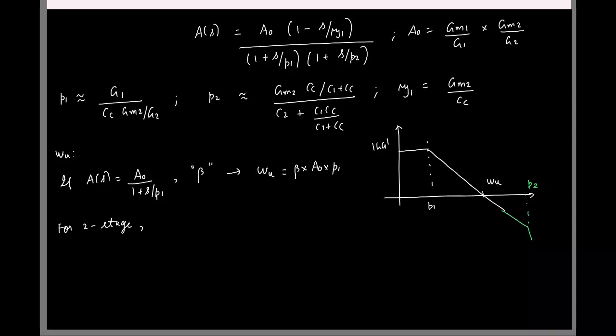But the point I'm making is, if you compensate it properly, for a well compensated two-stage OTA like what we have, the behavior around unity gain frequency is still first order. So what can you say about omega u now? It approximately is the same because it more or less is a first order system now. So this is basically beta times A naught times P1, for a two stage which is well compensated.